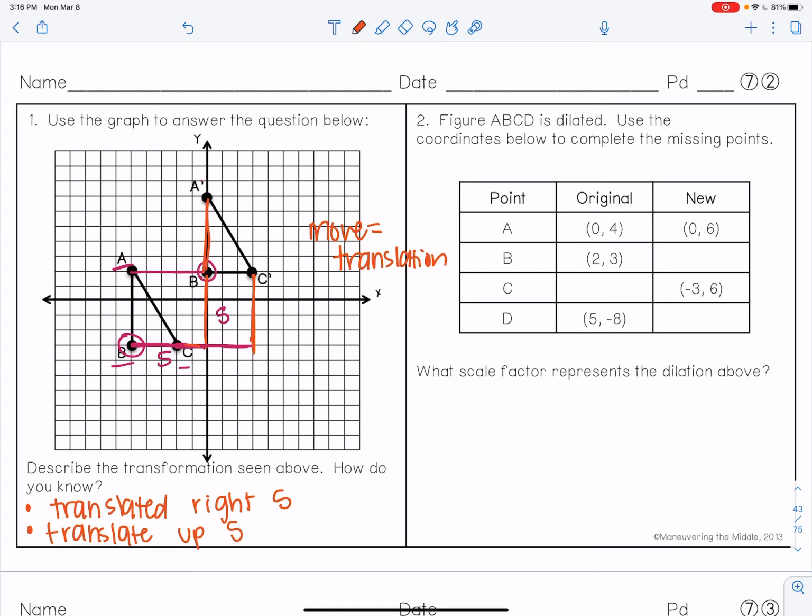All right, moving on to number 2, figure ABCD is dilated. Use the coordinates below to complete the missing points. So you just see what happened to get from one to the next. So it looks like for A, nothing's happened, right? And to get from 4 to 6, it looks like you could add 2, but it doesn't work for the other. And if I'm dilating, you have to know that dilating means you're multiplying by some number.